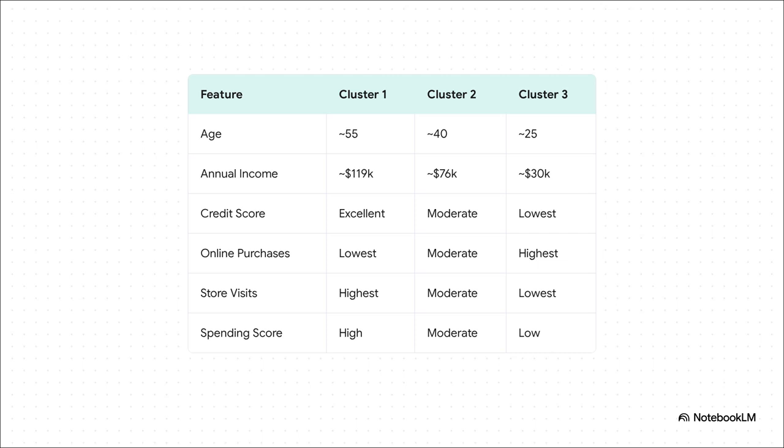First, we have Cluster 1. This is an older group, about 55 years old, with the highest income and excellent credit. What's interesting is they love visiting physical stores, but they don't buy much online. Then you have Cluster 2. These are your middle-aged folks, around 40, with a more moderate income and credit score. They kind of do a bit of everything, some online, some in store. And finally, Cluster 3, a much younger group, around 25, with the lowest income and credit, and they do almost all of their shopping online.